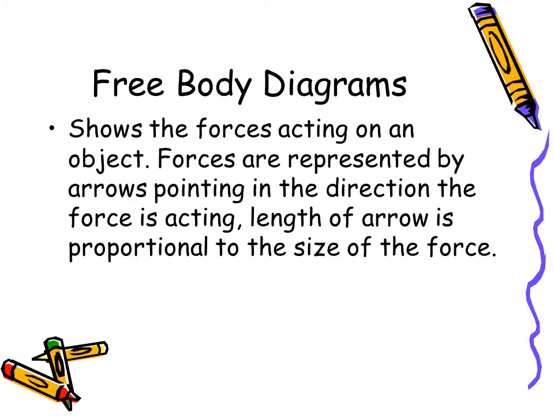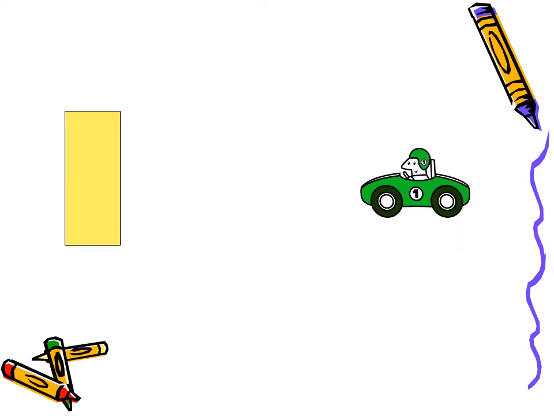One of the most important tools you can use to help you solve problems in physics is to draw a picture. Such pictures are called free body diagrams. Free body diagrams show the forces acting on an object. The forces are visualized by drawing arrows to represent the forces. The length of the arrow is proportional to the size of the force, and the direction that the arrow points is the direction that the force is acting. Let me show you an example.